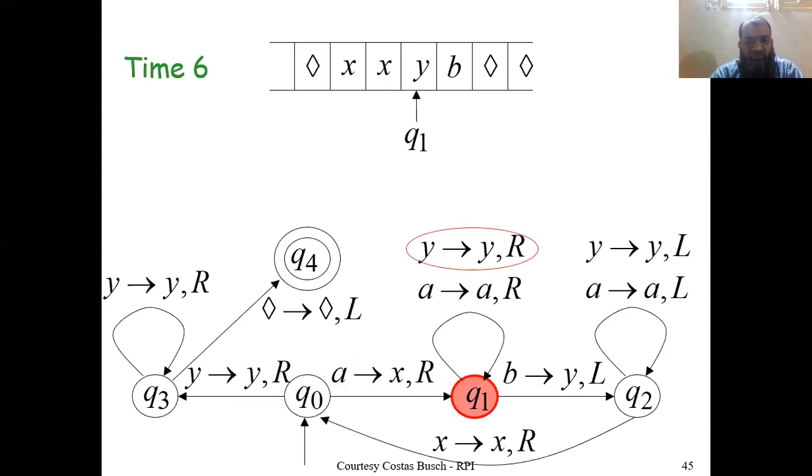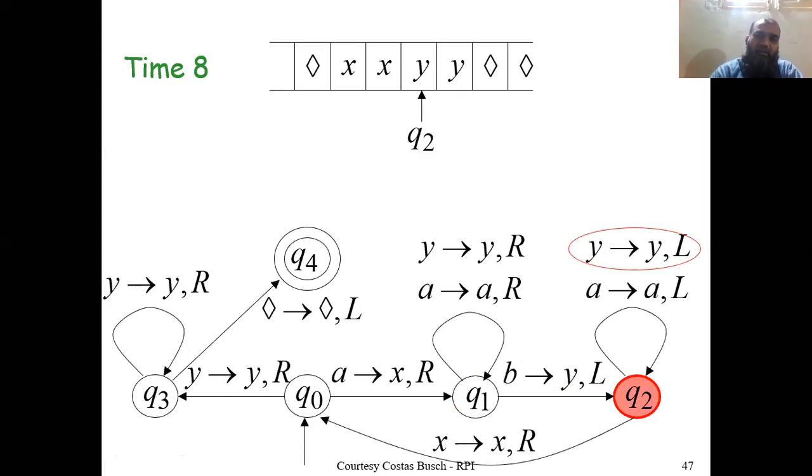You reach Y, just skip it. Here is the transition: read Y, write Y, move to right. So it means you are skipping the Y. You are on B. It means the following transition can be applied: read B, write Y, move left. Now you are changing the second B to Y. You change the second A to X and the second B to Y.